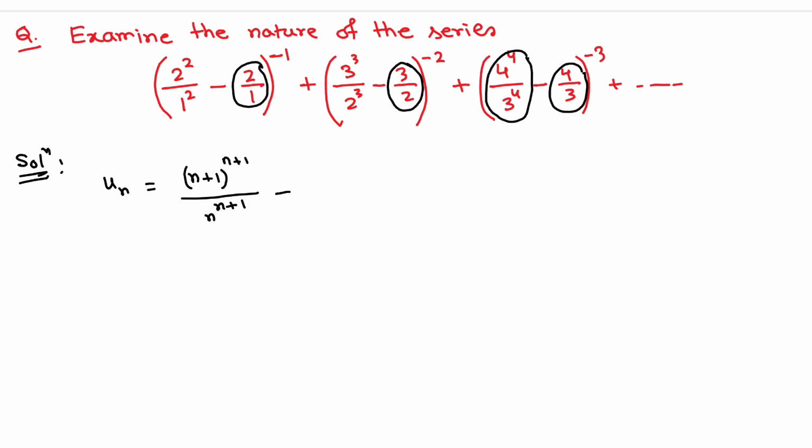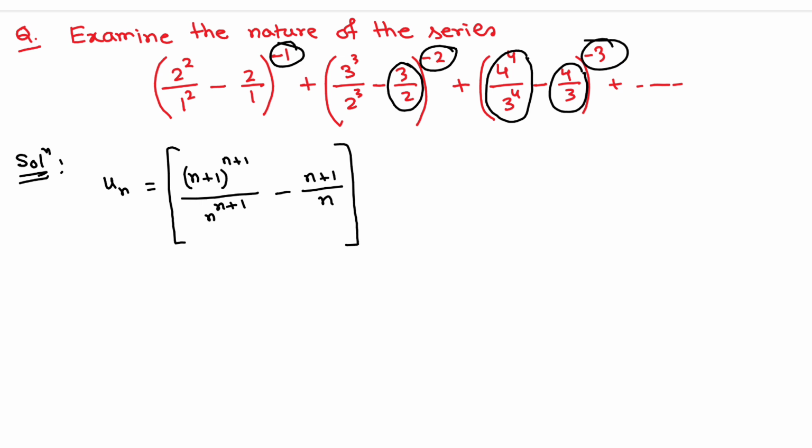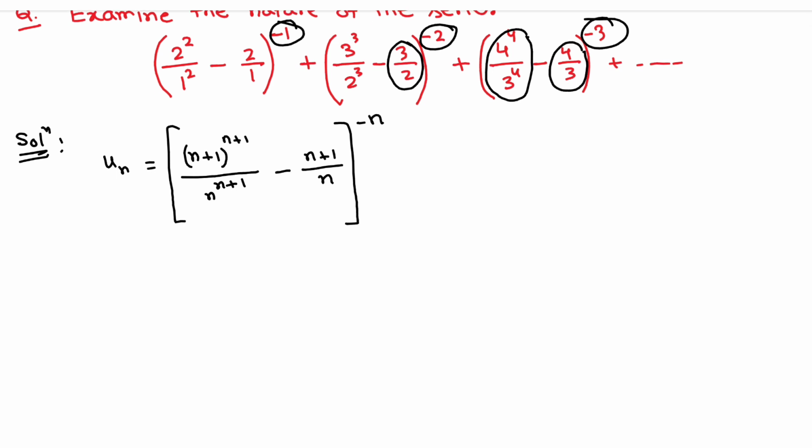So for general n, the numerator will be n plus 1 and the denominator will be n whole to the power. For n equals 1, the power is minus 1; n equals 2, the power is minus 2; n equals 3, the power is minus 3. So for n, the power will be minus n. Obviously here the power is a variable of n, so you can use Cauchy root test.